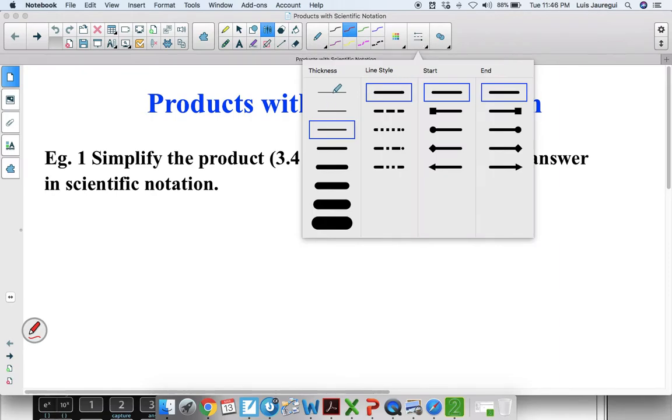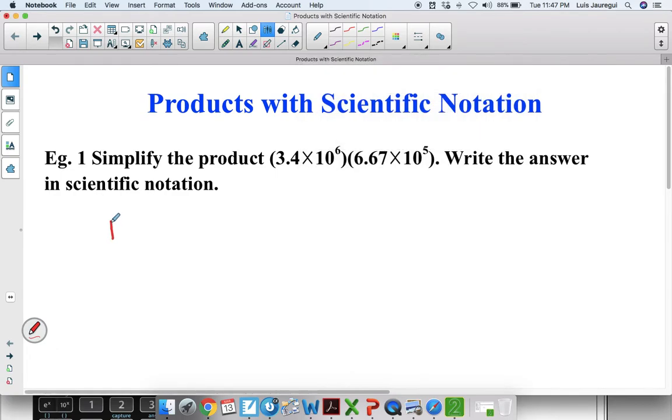First of all, let's remember what it means for a number to be written in scientific notation. A number is written in scientific notation if it's in the form n times 10 to the a, where n is a number between 1 and 10, 10 being excluded, and a is an integer. So in this case, what we're going to do is very simple. We're going to be rearranging the factors here.